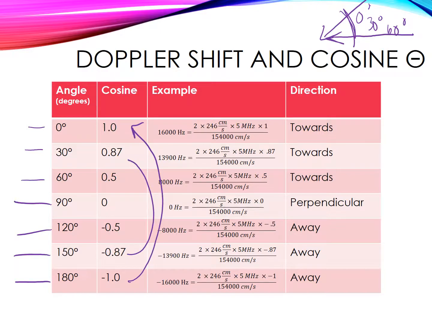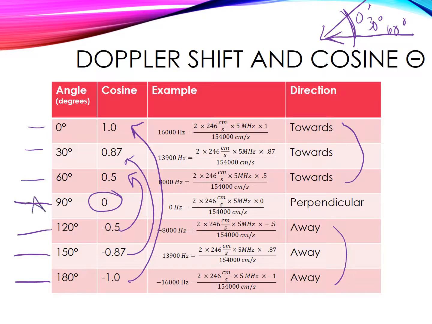150 and 30, 0.87, negative 0.87. 60 and 120, 0.5, negative 0.5. And then our 90 gives us that 0. So again, 0, 30, and 60 are going to result in towards directions. 120, 150, 180 are essentially the same as 0, 30, and 60. They just provide negative numbers, which will give us away direction.